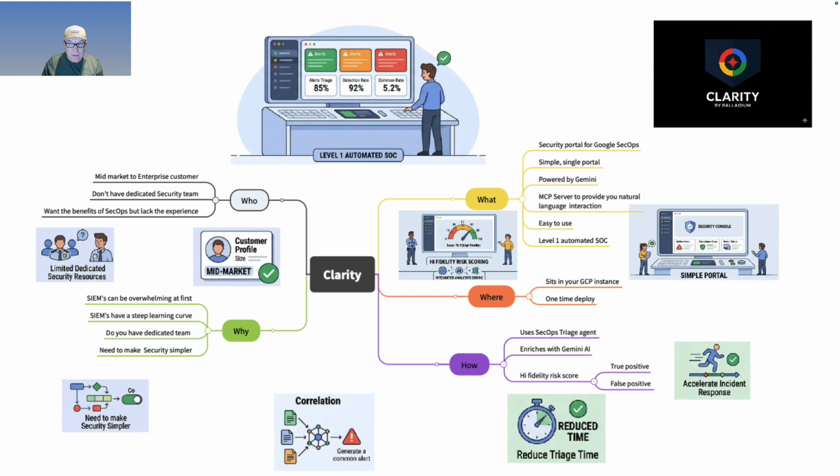How does it work? Well, it uses the Google SecOps triage agent to take the alerts inside your case, enrich those alerts with Gemini AI to try and give us a much higher fidelity score on do we have a false positive or true positive, and what's the risk associated with that.